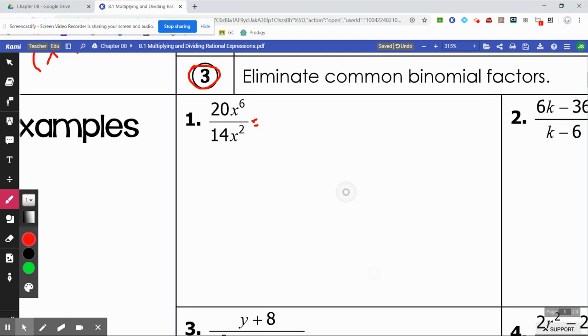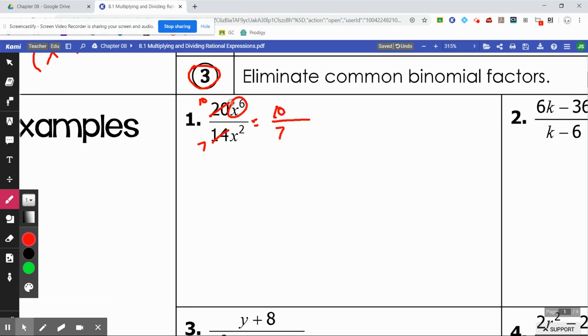The 20 and the 14 reduce, you can cancel those. The x and the 6 and x squared, you can cancel those because there's no plus or minuses. 20 and 14, let's reduce that. 2 goes into both of those. That leaves you with a 10 and a 7. So you have 10 on top, 7 on bottom.